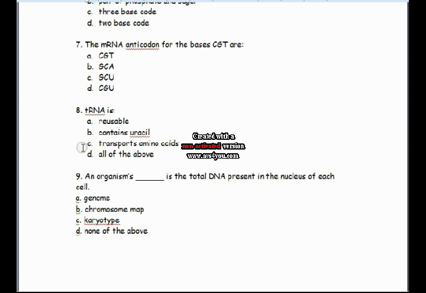Transfer RNA is... that's all of the above. It's reusable, it contains uracil, and it transports amino acids.